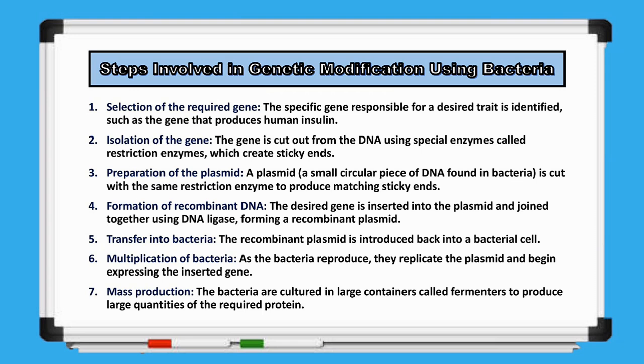This recombinant plasmid is then transferred into a bacterial cell. As the bacteria reproduce, they copy the plasmid and begin expressing the inserted gene. Finally, the bacteria are grown in large numbers in fermenters to produce large quantities of the required protein.